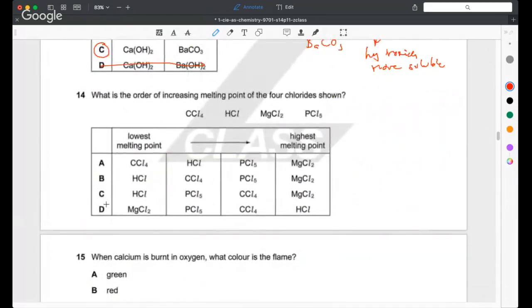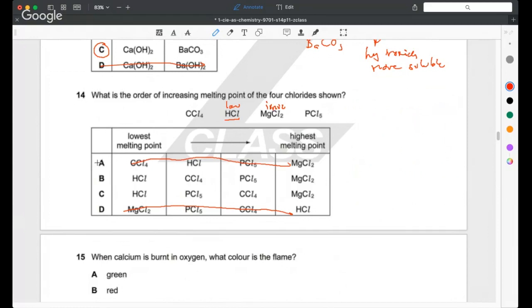Okay, so looking at the melting points of these chlorides, well, magnesium chloride, of course, is ionic. That's going to have a high melting point, and hydrogen chloride is a gas, isn't it? So that's going to have a low melting point. So immediately we can take out this one, because magnesium chloride has got the highest melting point, which leaves these three up here. And we know that hydrogen chloride is a gas. The other two are liquids, actually. So that must mean that we can take out that one as well.